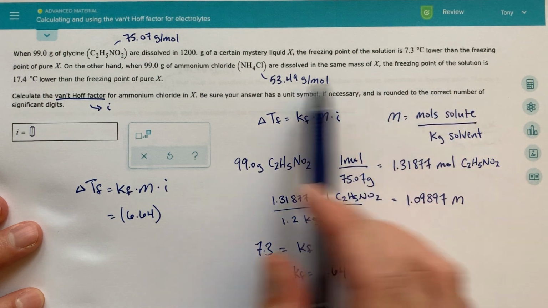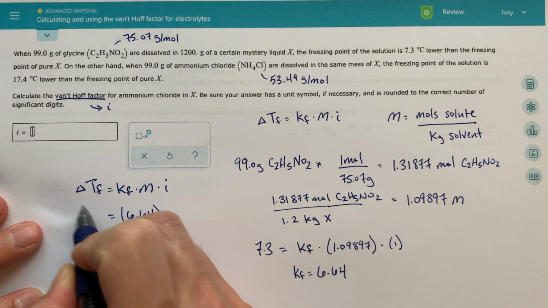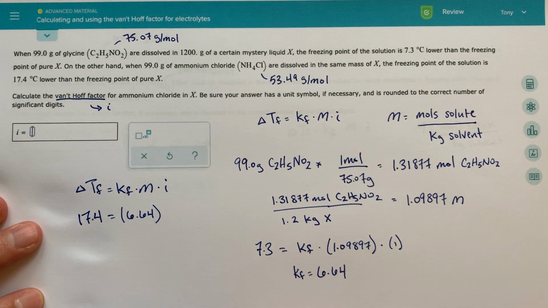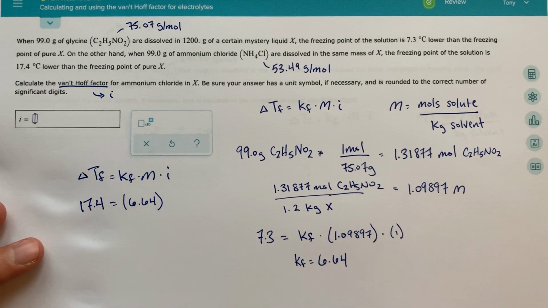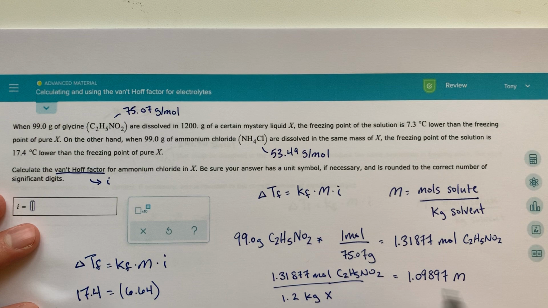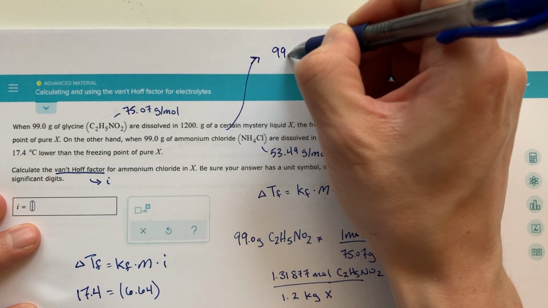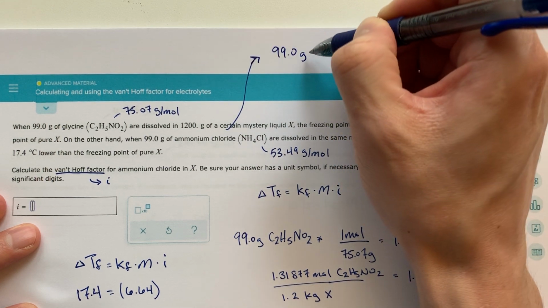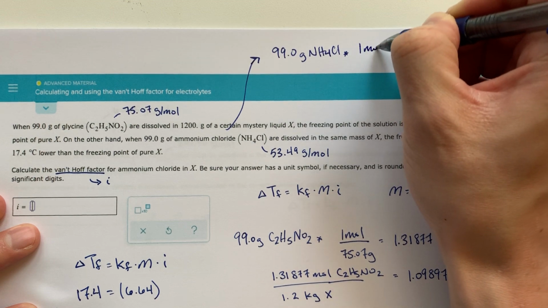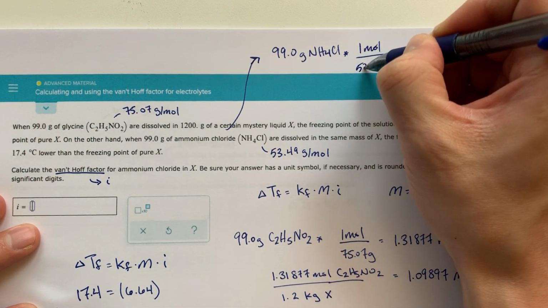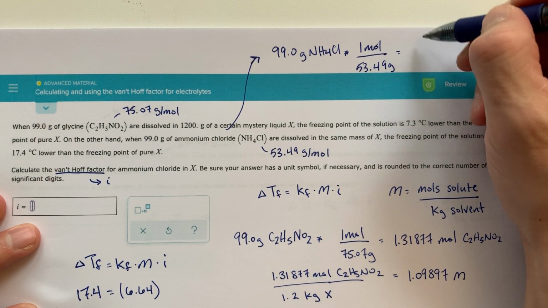The freezing point of the solution is 17.4 degrees Celsius lower than the freezing point of pure X. So that tells me that this delta TF is 17.4. Now we need to figure out what the molality is, right? So maybe I'll solve for that molality. Actually, let's just do it up here. So we're going to take this information, 99.0 grams of NH4Cl times 1 mole over 53.49 grams.